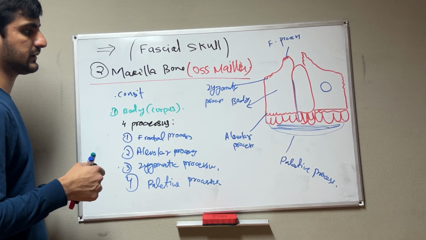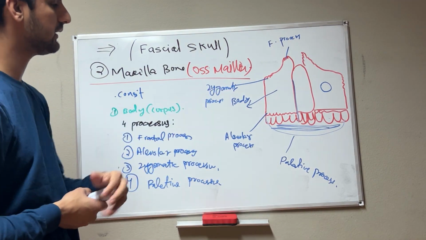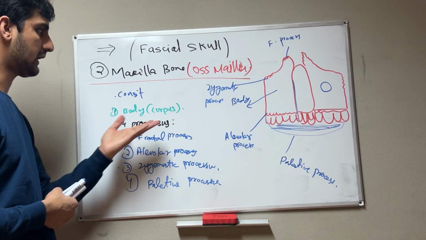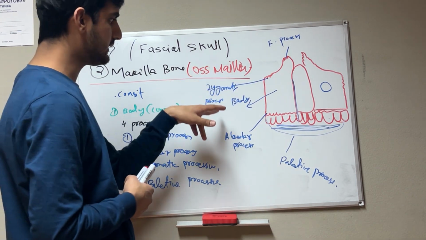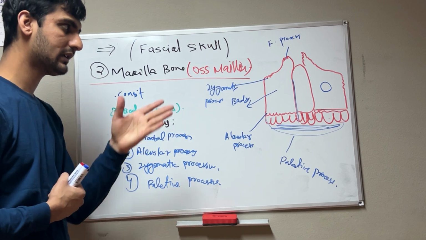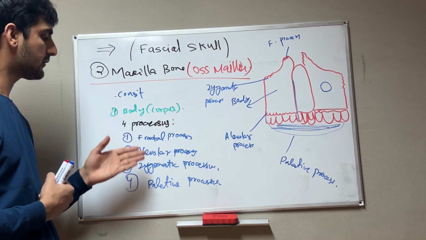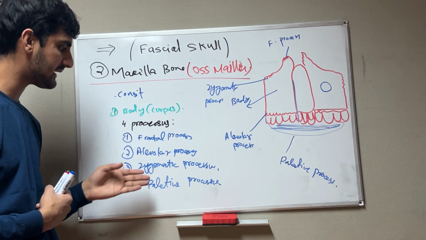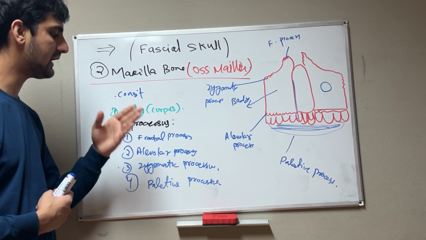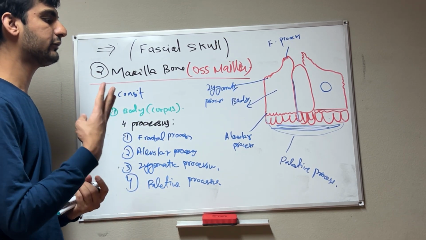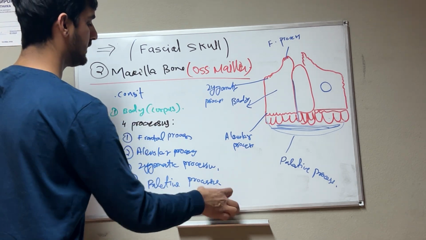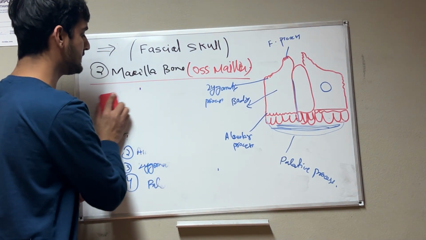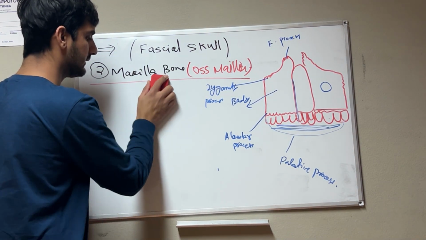These are the processes which I mentioned in the structure. This is the body and processes. Four processes in the maxilla bone. Corpus and processus: processus frontalis, processus alveolaris, processus zygomaticus, and processus palatinus. These are the four processes in the maxilla bone. Now, next we will discuss each part and what we have.